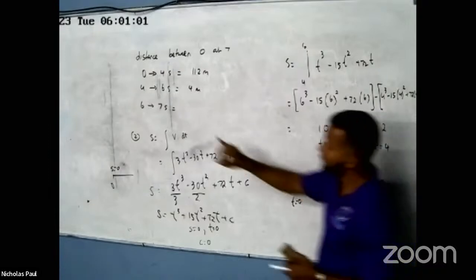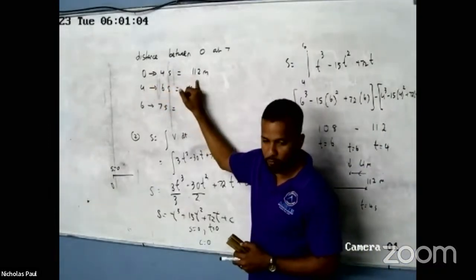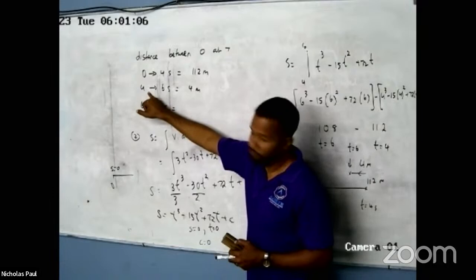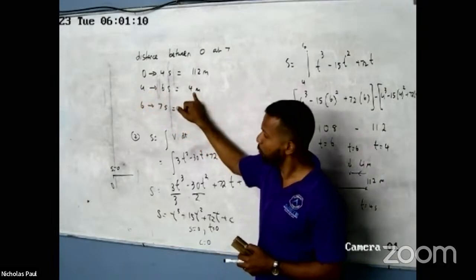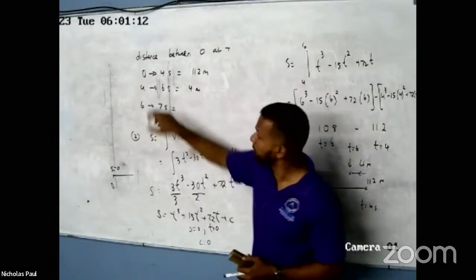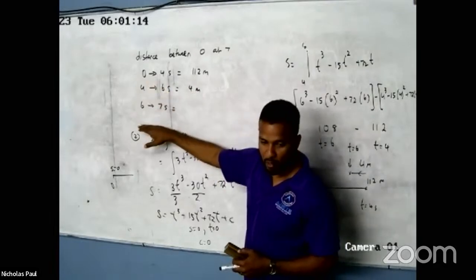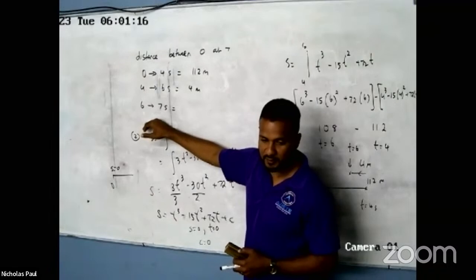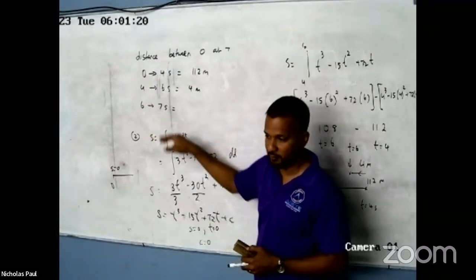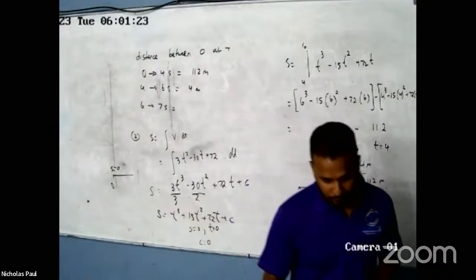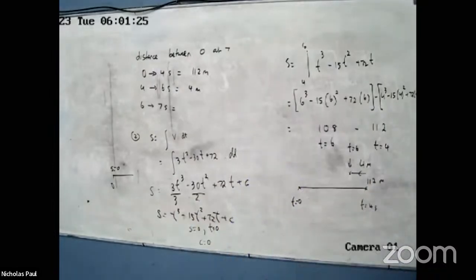So from 0 to 4 seconds is 112 meters. From 4 to 6 seconds is 4 meters. We have to figure out now, because we figured out the first 6 seconds, what happened in the last second, 6 to 7. So you're going to integrate between 6 and 7. Tell me what you get. Try it and see.